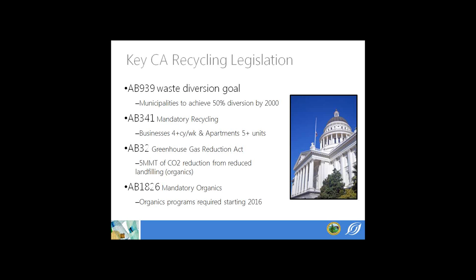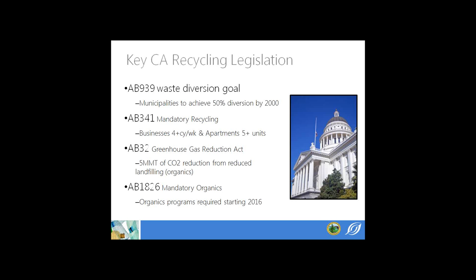More recently, after AB 32 passed, which is a greenhouse gas reduction, it was determined that part of that greenhouse gas reduction needed to occur through the reduction of CO2 emissions from landfills at 5 million metric tons. So that caused a number of other pieces of key legislation that we're actually working on now, and you're seeing a lot of new programs come in place.